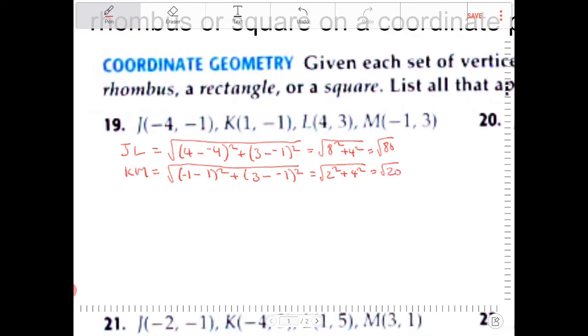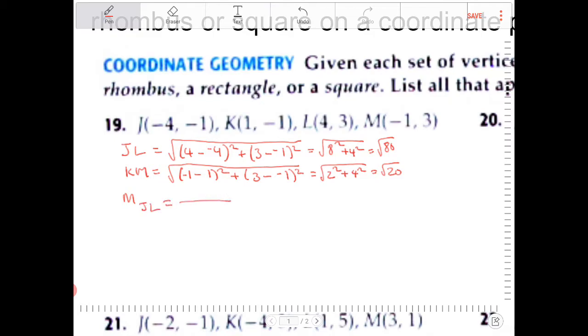Now let's see whether or not they are perpendicular to one another. It's definitely not a rectangle and not a square, so let's see if it's a rhombus. To do that, I'm going to find out whether or not they are perpendicular bisectors of one another. So I'm going to find the slope of JL. The slope of JL is 3 minus negative 1 over 4 minus negative 4, and that would be 4 over 8, which is 1/2. If this is a rhombus, the slope of KM would have to be negative 2. Let's see if that's actually the case.